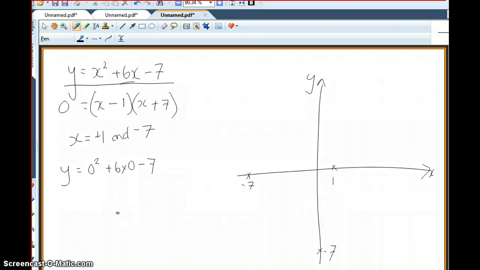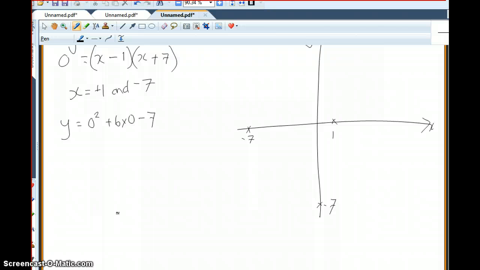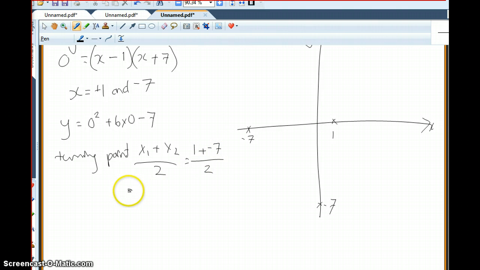Next step, turning point. How do I do that? Halfway between positive 1 and negative 7. If you're not sure, add them, divide by 2. So positive 1 plus minus 7 divided by 2. Answer? Negative 3. Calculators are a friend if you struggle with 1 plus minus 7 divided by 2.